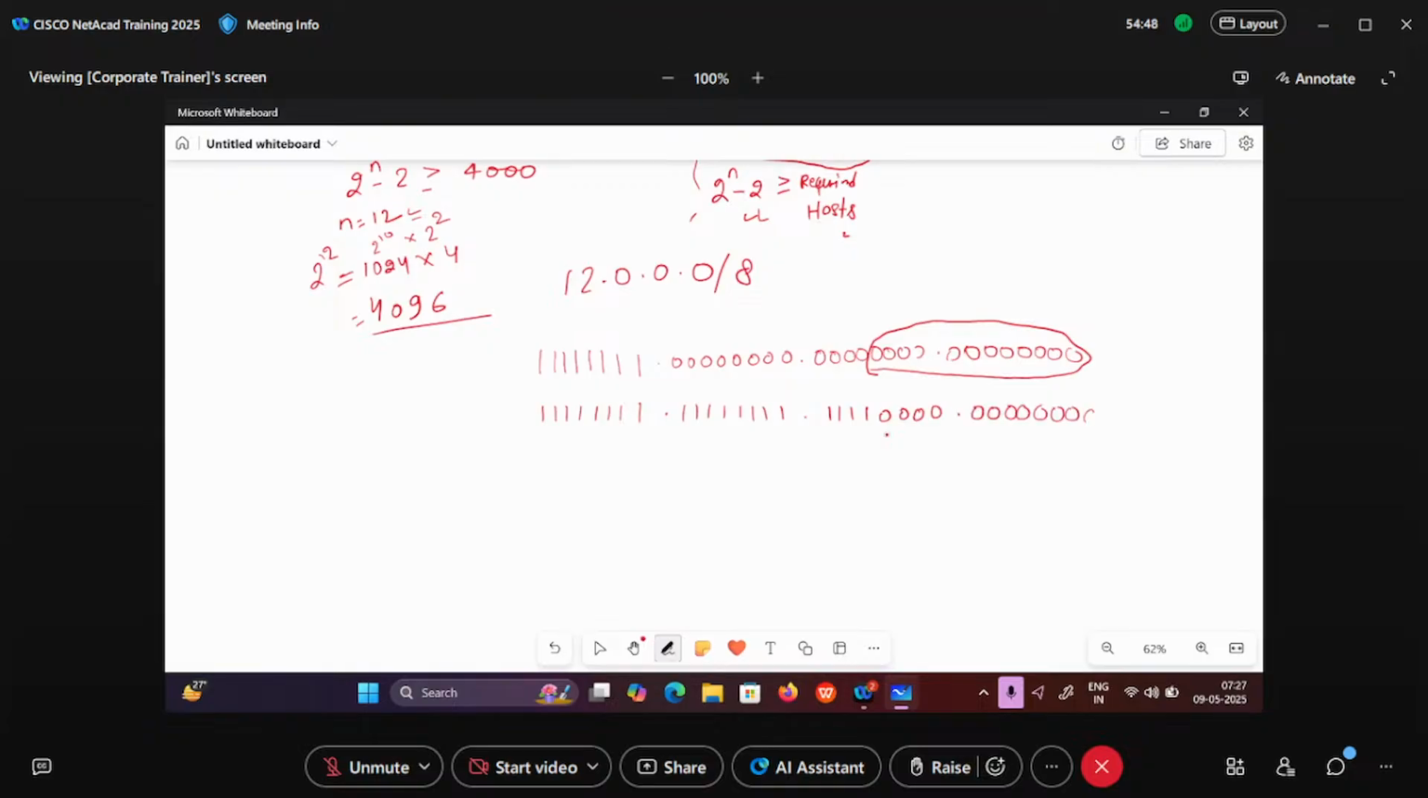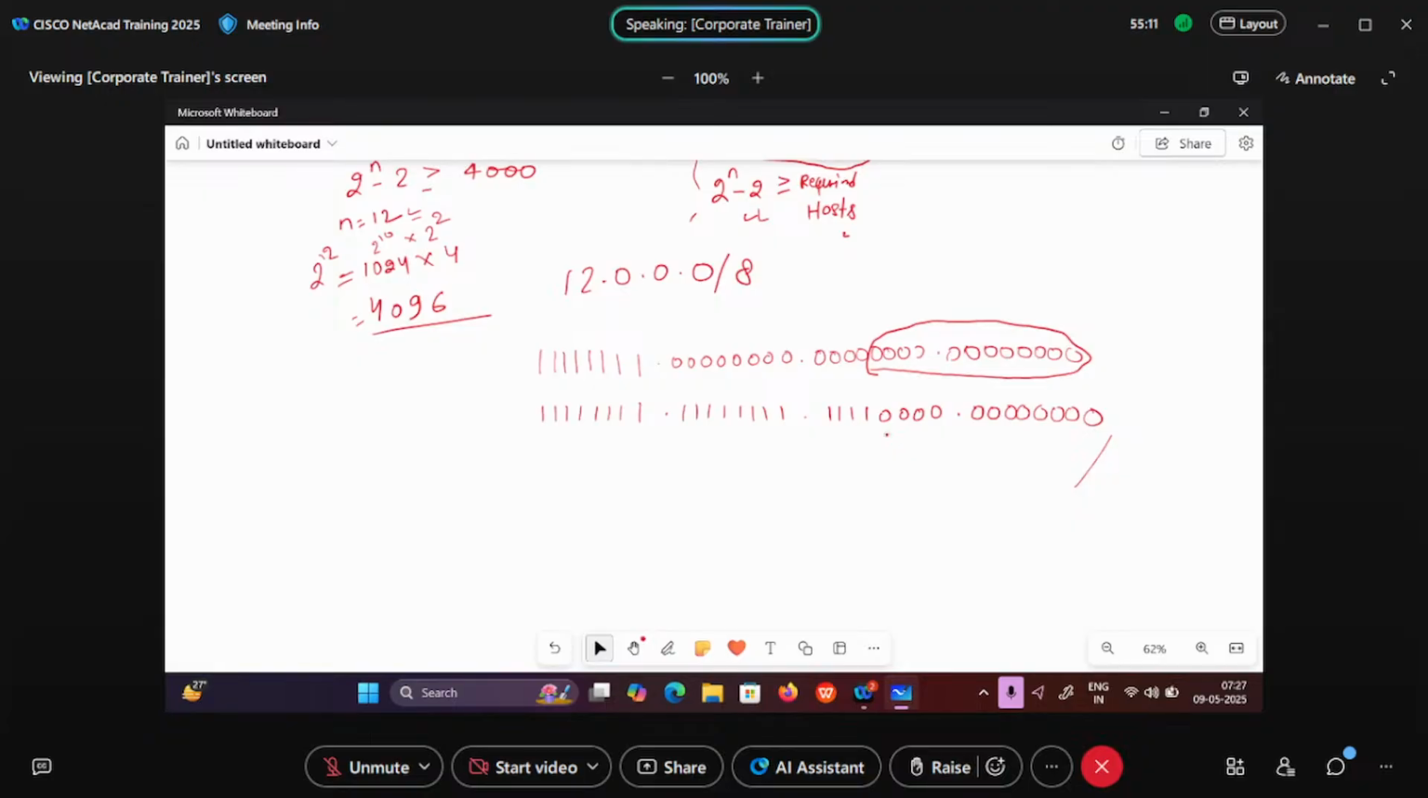So what is the new subnet mask, guys? What is the new CIDR value? The CIDR value is 20. Very good. So 8 from this octet, 8 from this, 16 plus 4, 20. So 20 is our new CIDR value.